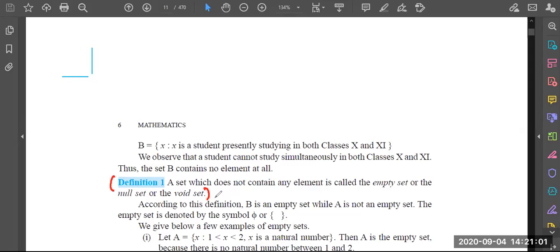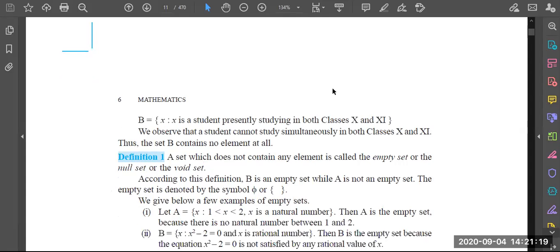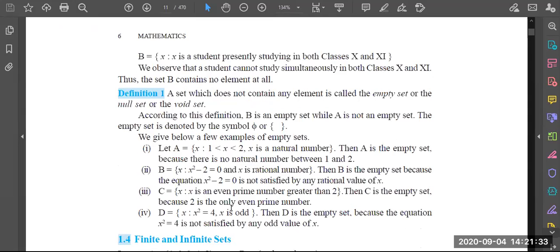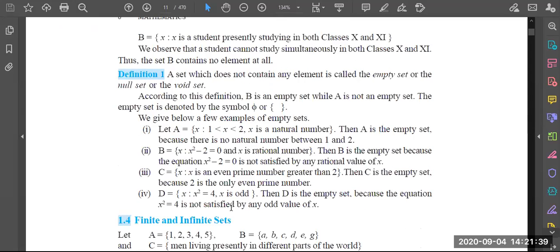So I hope all of you understood. We represent the empty set and null set by phi, or just empty brackets. That's it. This is how we represent an empty set. Everyone got it? Very good. Here we have some examples, like x where x squared is equal to 4 and x is odd. Obviously that is impossible, so we have 0 elements and it is an empty set. Next, finite and infinite sets. As I said, if we can count the number of elements, then it is a finite set.